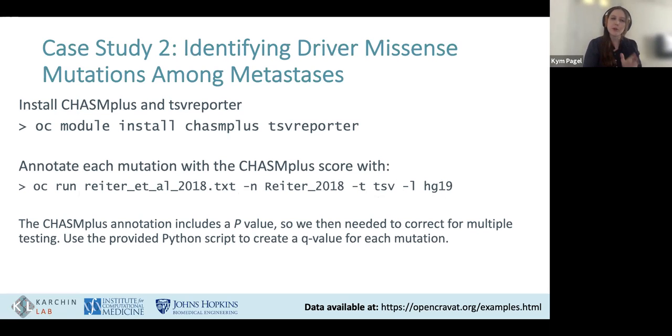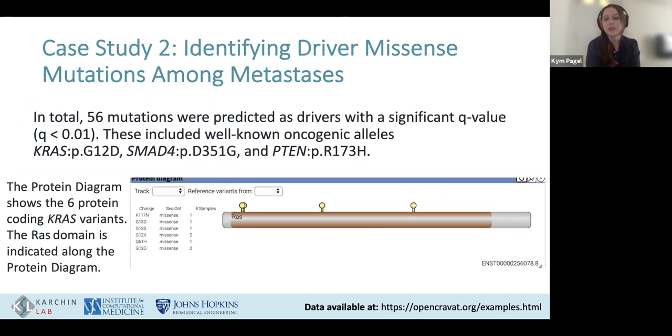We're trying to make it more accessible for biologists to use the command line. We did an extra step at the end. Since CHASM+ outputs a p-value, we did a multiple test correction to provide a q-value for each mutation. So that's a little bit of work behind the scenes.